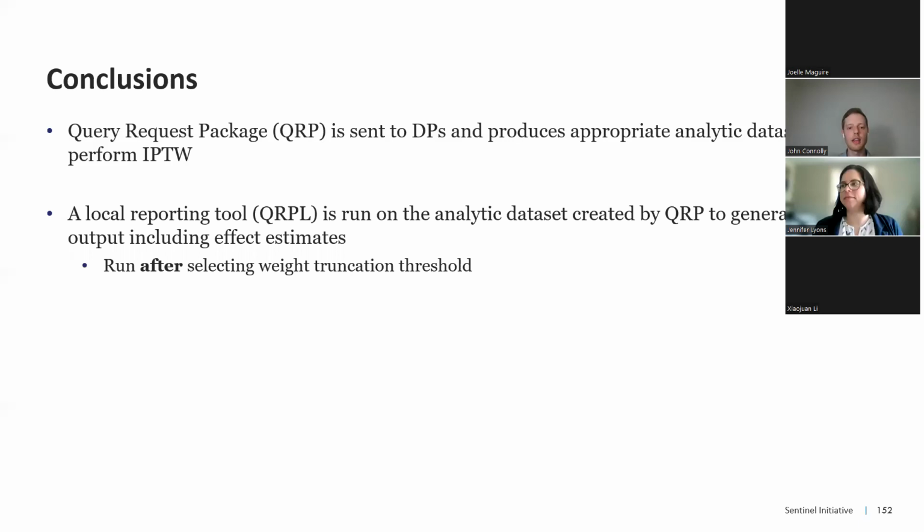So this natural split between the distributed QRP and the local QRPL fits in nicely with the weight truncation decision, just to return to that for a second, because we're able to use the analytic data sets from QRP to make that decision about weight truncation. And then once we've decided it, we run QRPL, and that's where we get our effect estimates. So again, this is how we can make decisions in results-blind ways.